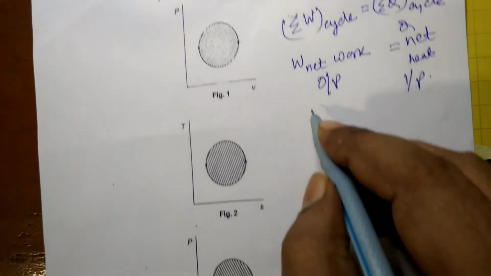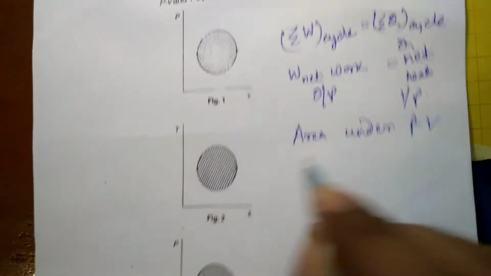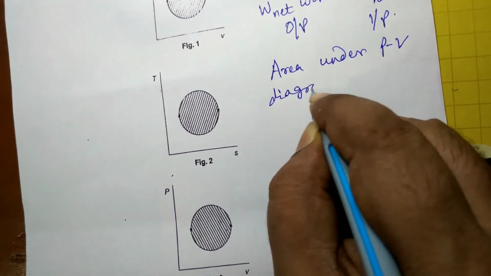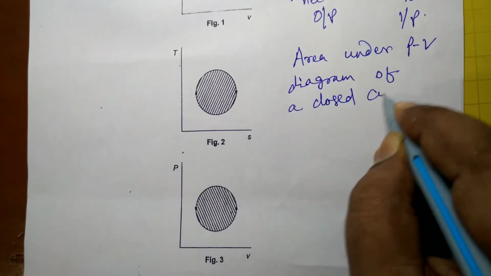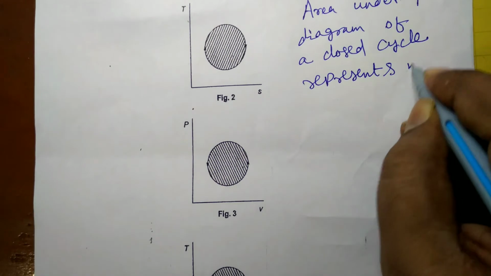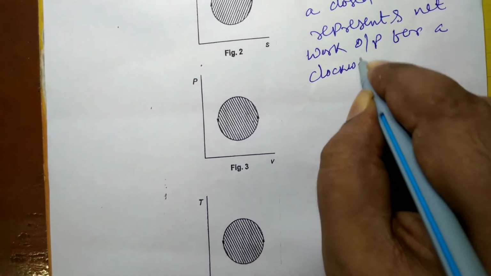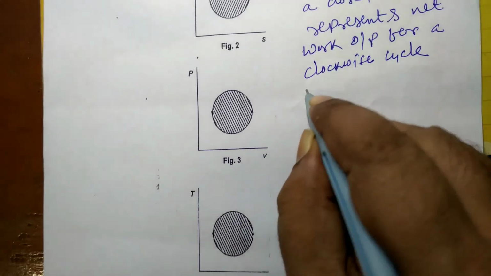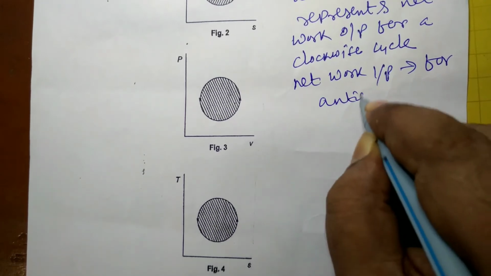And another important concept is that the area under the PV diagram of a closed cycle represents the net work output for a clockwise cycle and the net work input for an anti-clockwise cycle.